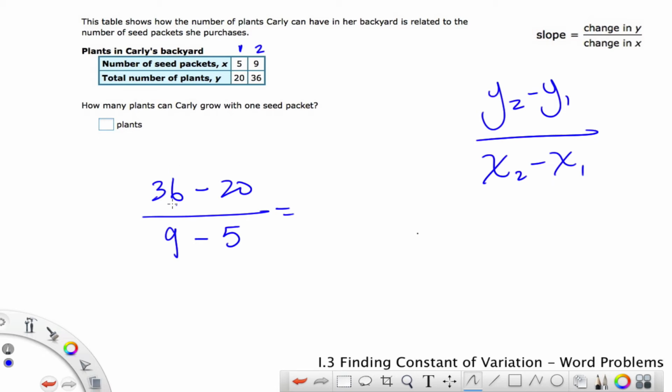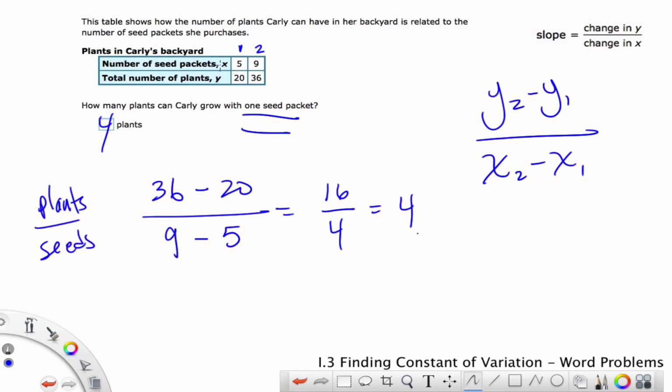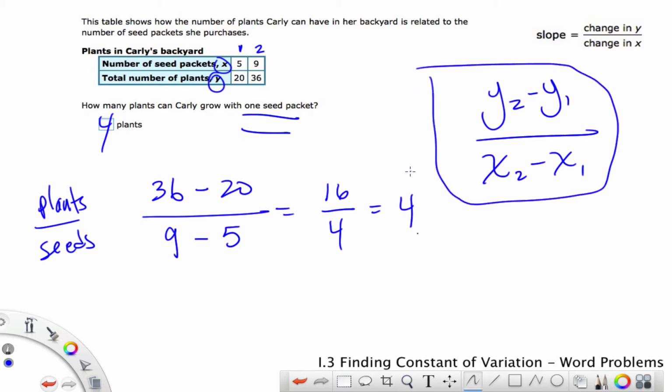So 36 minus 20 is 16, 9 minus 5 is 4, 16 over 4, you divide that, is just 4. So she can grow 4 plants per 1 seed packet. So again, we got plants over seeds. And that's again our y over our x. This is the formula that you're going to use for all of these. All right, let's look at the next one.